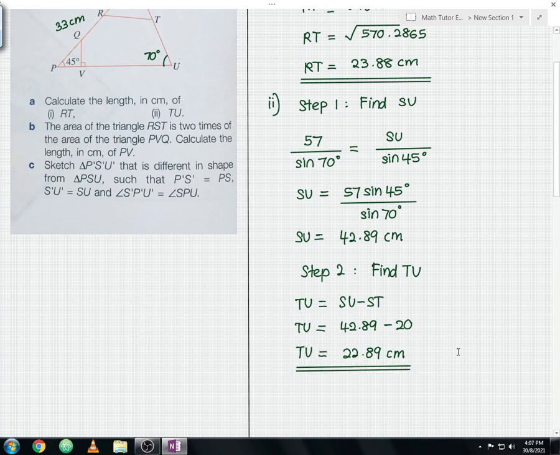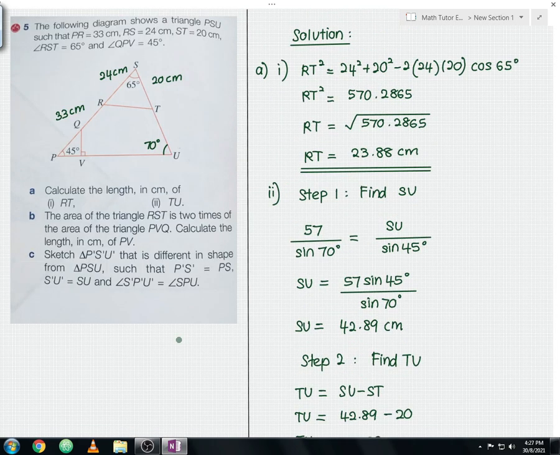Okay, let us proceed our discussion for the question part B now. For the question part B, we are required to calculate the length of PV. This is the length of PV, guys. Before we move on to the length of PV, they give us an important information where the area of the triangle RST is 2 times of the area of the triangle PVQ. This information we're going to convert into equation form, and from there we're going to solve the question.